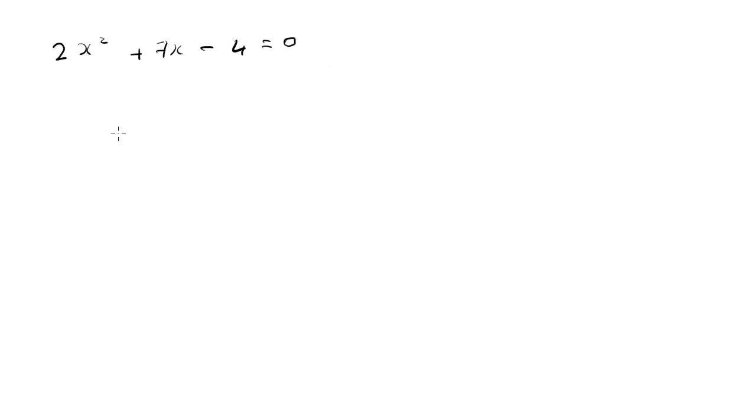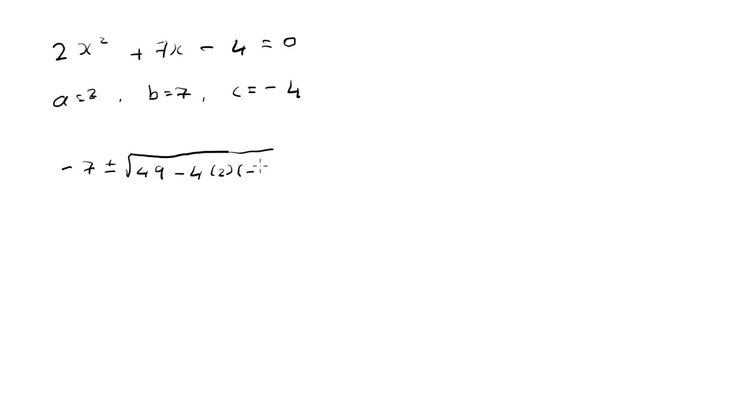Okay, so you've given it a try. Here's the solution. As before, we match our A, our B, and our C. So here our A is 2, our B is 7, and our C is minus 4. Now we just plug into the quadratic formula. Remember, that's minus B, so that's minus 7, plus or minus the square root of B squared, so 7 times 7 is 49, minus 4AC, so that's minus 4 times A, which is 2, times C, which is minus 4, all over 2A. So what's 2A? That's 2 times 2, so that's 4.